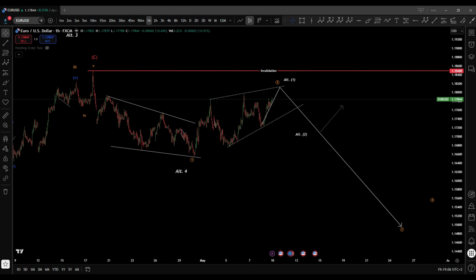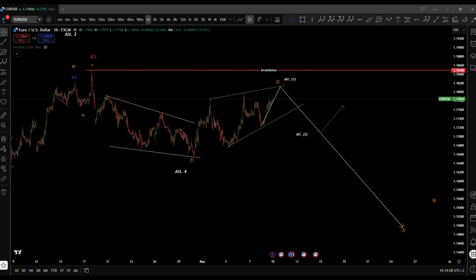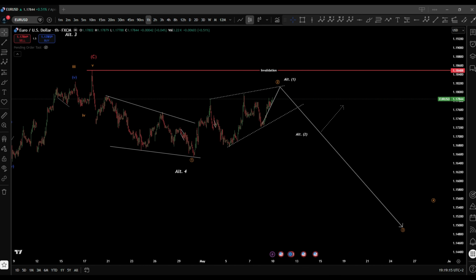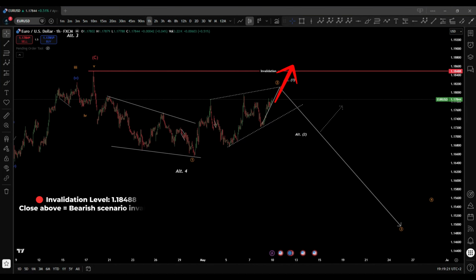On the 1-hour chart, our invalidation for the primary bearish scenario is clear. If price goes above 1.18488, the bearish case is off the table. Below that level, we stay bearish and look for the next leg down to cut through the territory of wave A. Last week's trade is no longer active. We get stopped out at break even. So let's move on with GBPUSD.